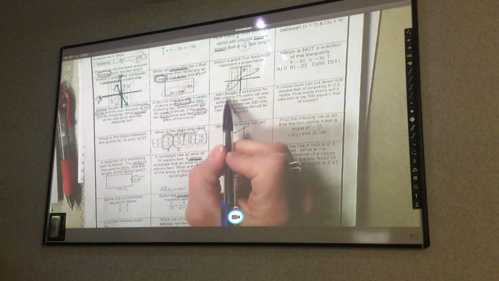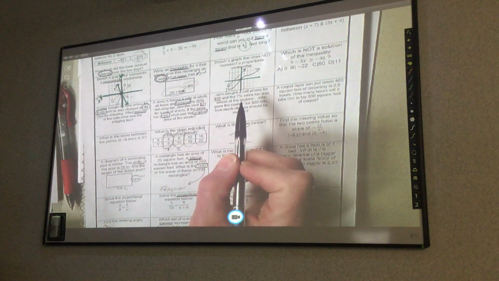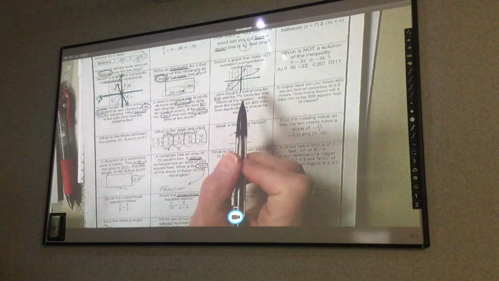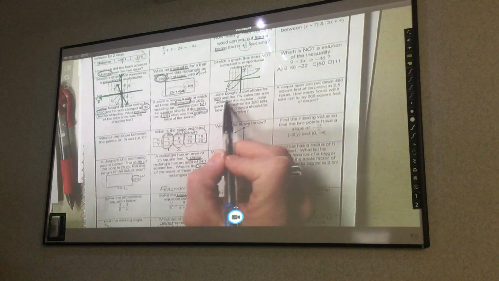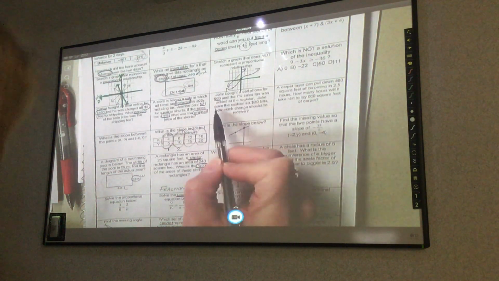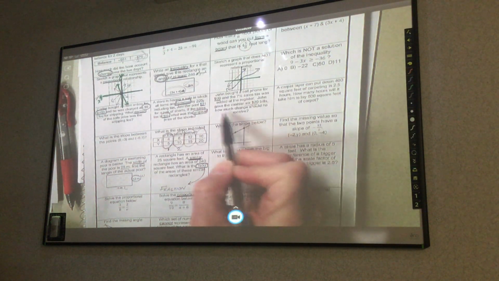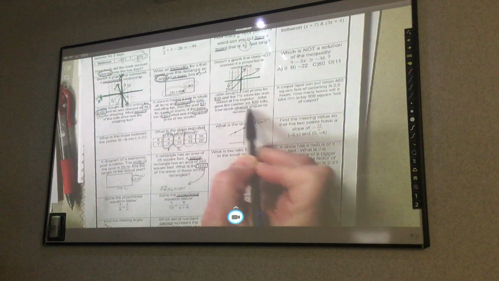Number 3, John bought a cell phone for $99. I don't know where he's getting his cell phone, but when I just went to Verizon, they're not $99. And the 7% sales tax was added at the register. John gave the cashier 6 $20 bills. How much change would he receive?